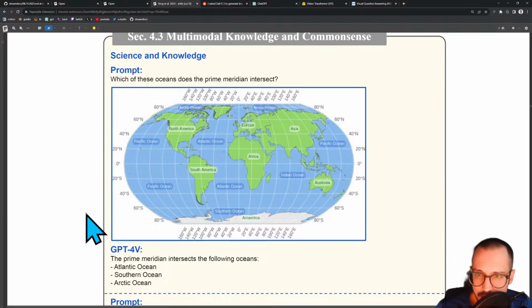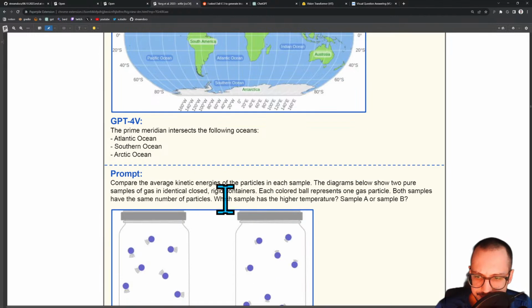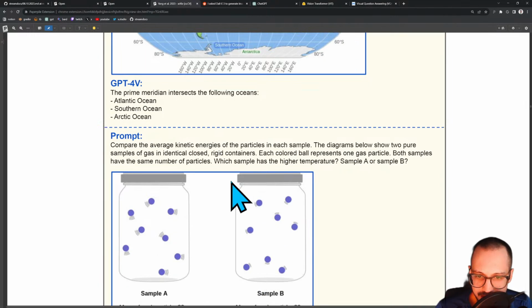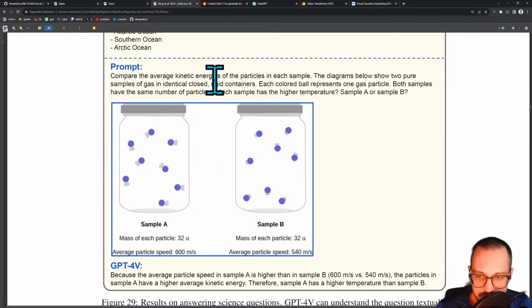Which of these oceans does the prime meridian intersect? Compare the average kinetic energies of each particle in each sample.